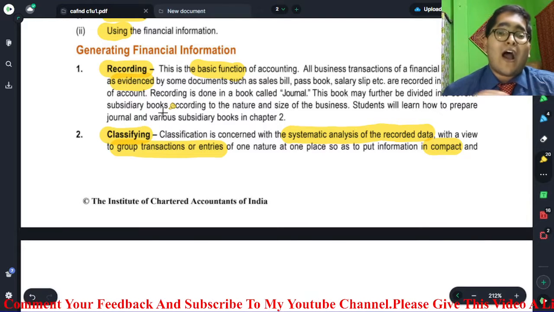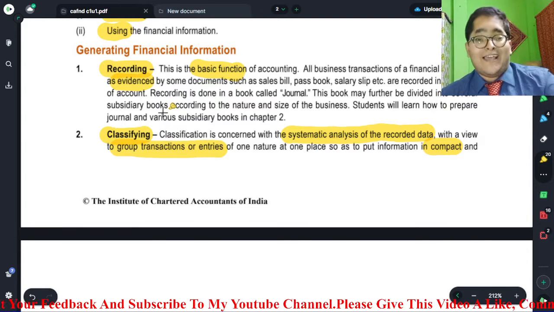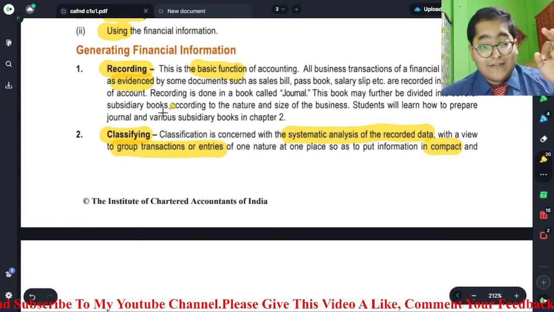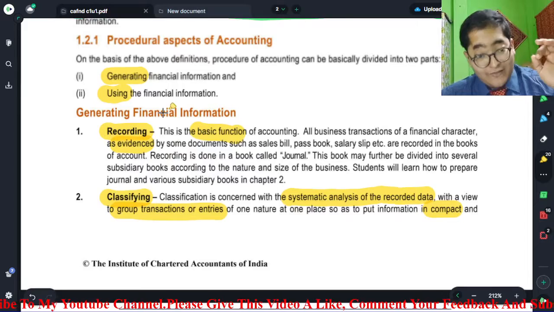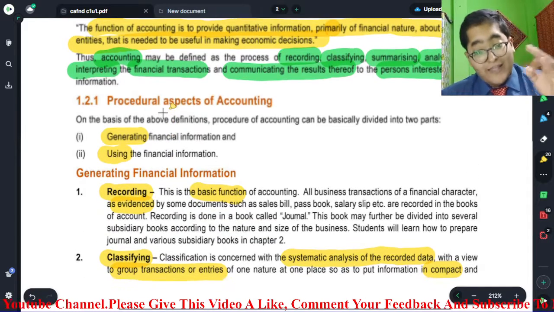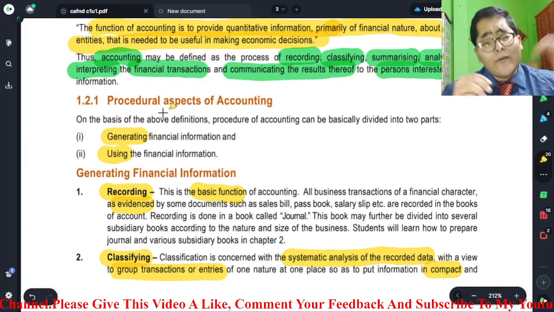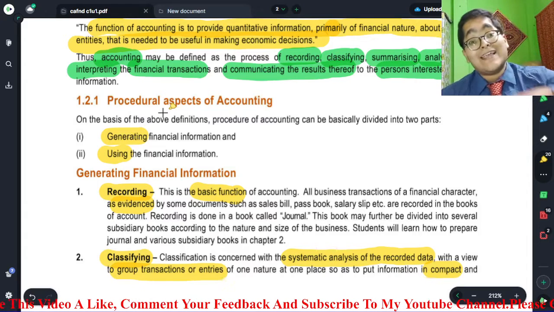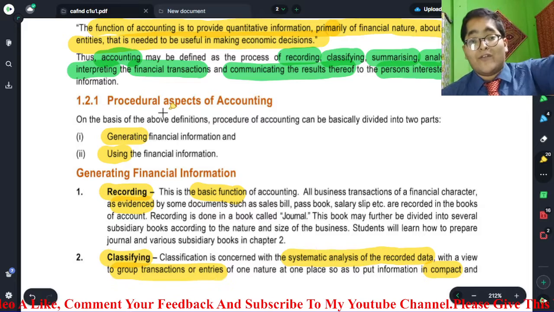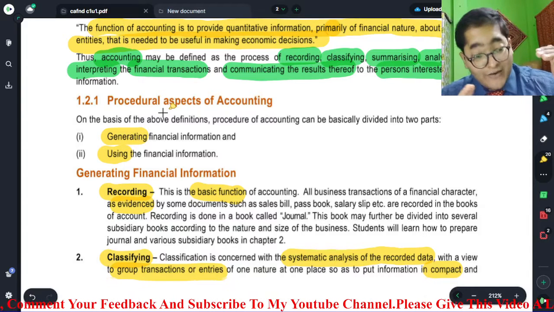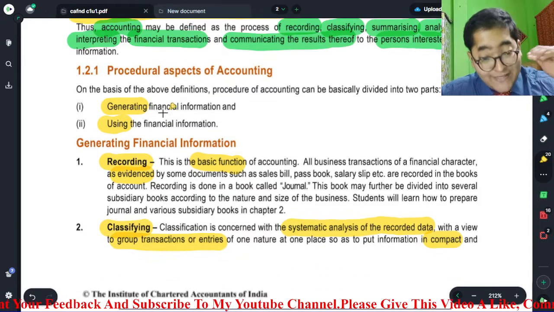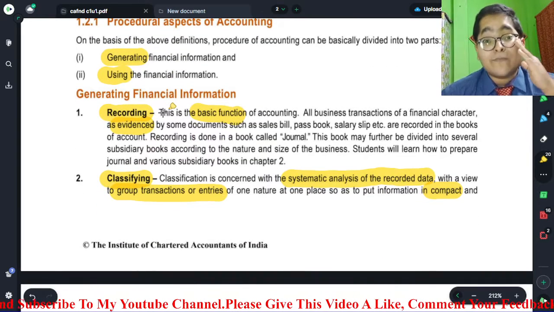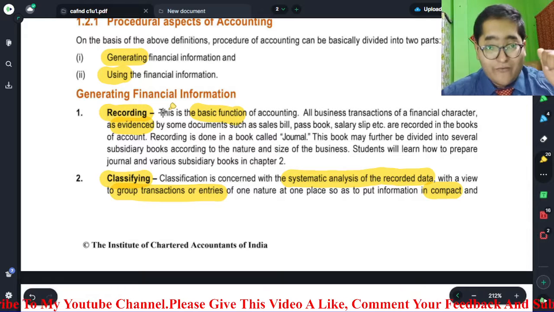Without recording, how can you interpret? How can you analyze? Accounting is recording, classifying, summarizing. Without recording, how can you classify? How can you summarize? Analyzing is the next step, analyzing is far away, but how can you classify or summarize? So recording is the basic function, and recording has to be backed with proper evidence, right?